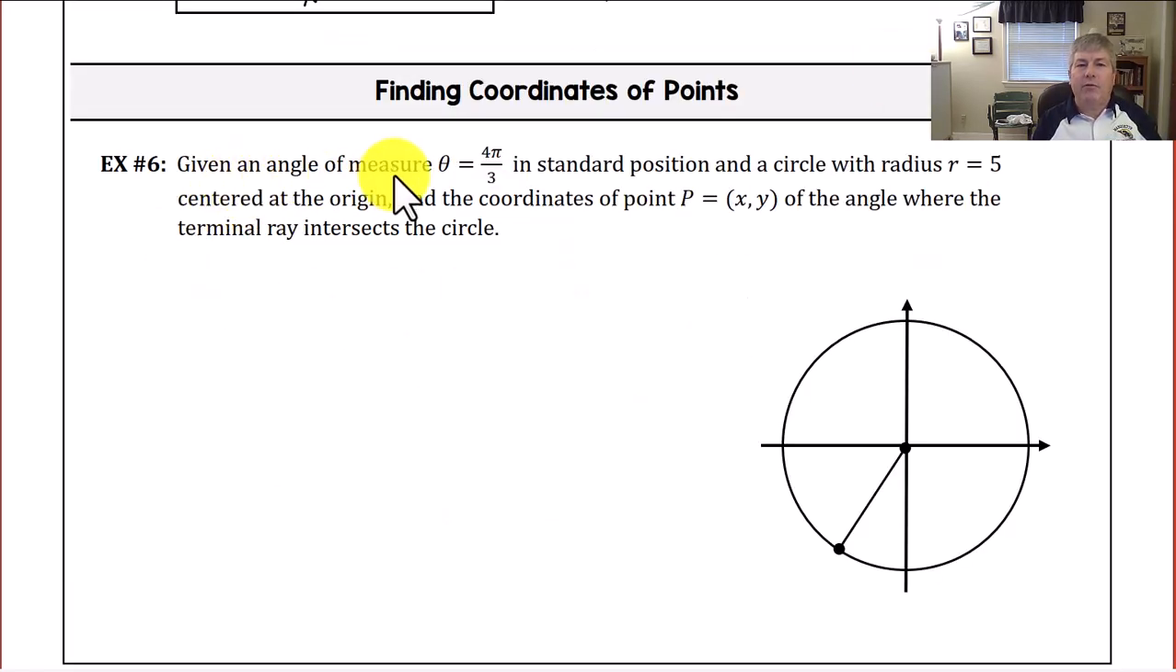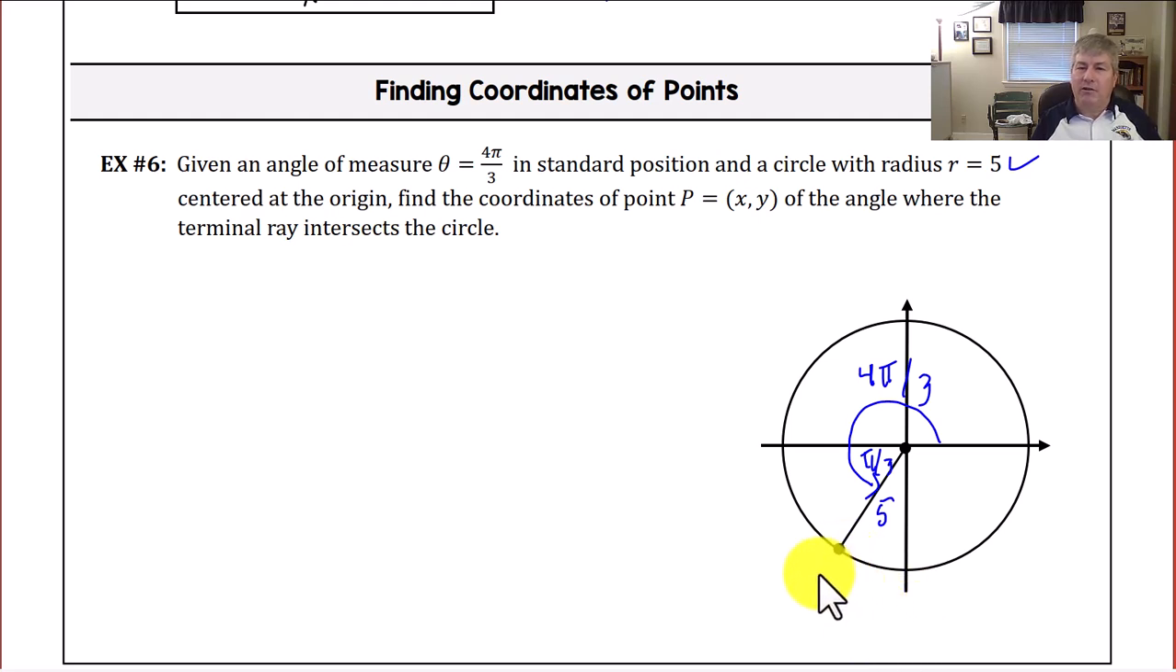In example 6, we're given an angle measure of theta is 4 pi over 3 in standard position in a circle with a radius of 5. So we know our r value is 5, and we're centered at the origin. Find the coordinates x and y of the point where the terminal ray intersects the circle. Well, our theta here is 4 pi over 3. We should know that 4 pi over 3 is on the unit circle. It's actually a pi over 3 reference angle in the third quadrant.